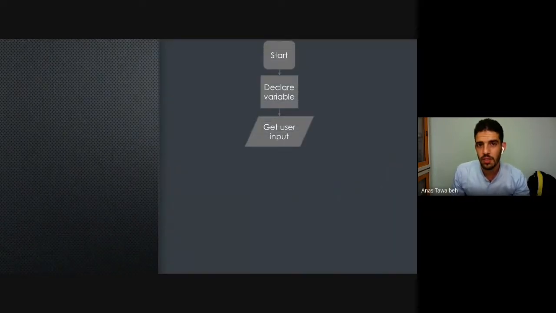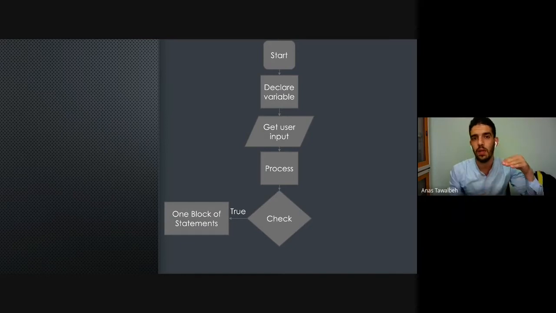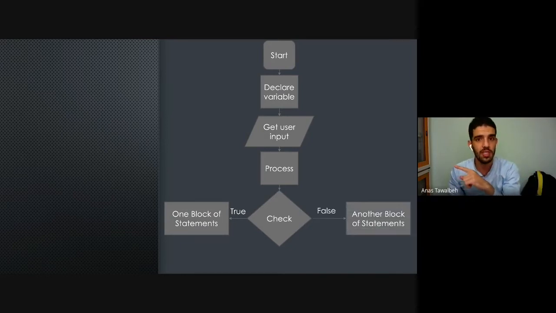Remember the flowchart? Our program is going to start, then there could be some declaration of variables. After that, asking the user to enter his input. Then we will have some calculations, and then we may also have a check. Remember the diamond, right? In programming, when we check something, mostly we check an expression. The result of checking is going to be one of two choices: either true, and some block of statements will be run, or false, and that means another block of statements will be run.